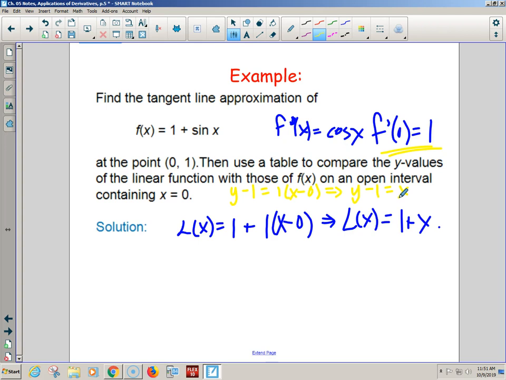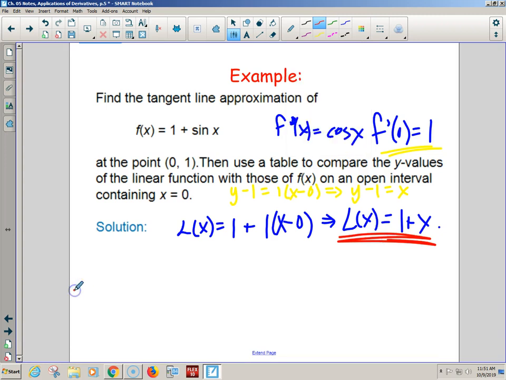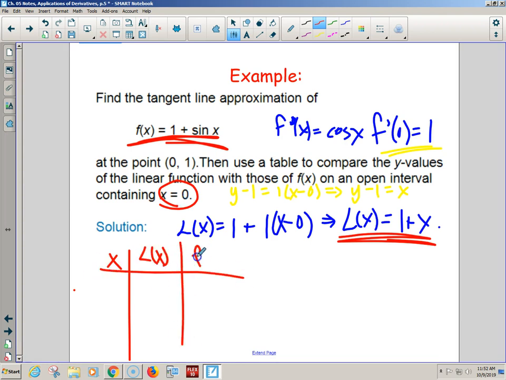But what are they asking for next? Has anybody even thought about that next part? Make a table to compare the y values of the linear function. So these y values, we're comparing these ones to who? These ones. No, that's a linear function. And we're comparing the linear function with... Oh! So we're going to make a little baby table, a table around 0, an open interval containing 0. And we're going to compare how close the line is to the actual function.